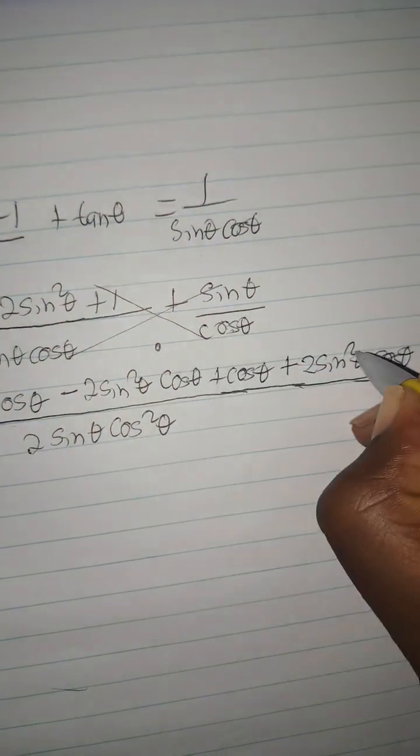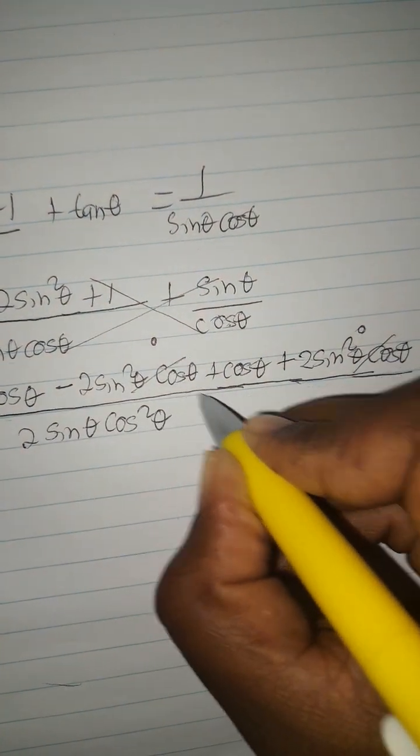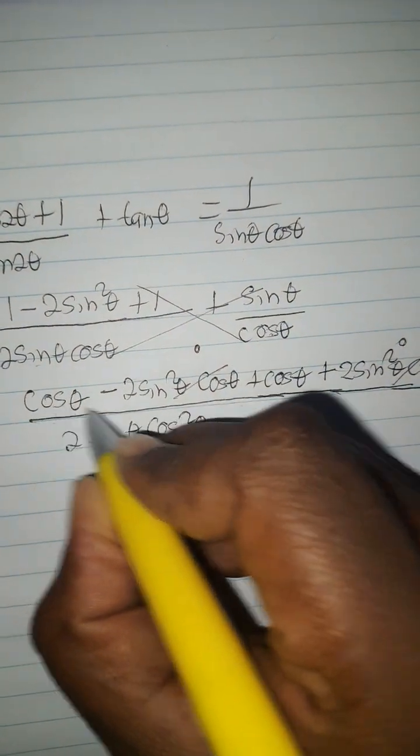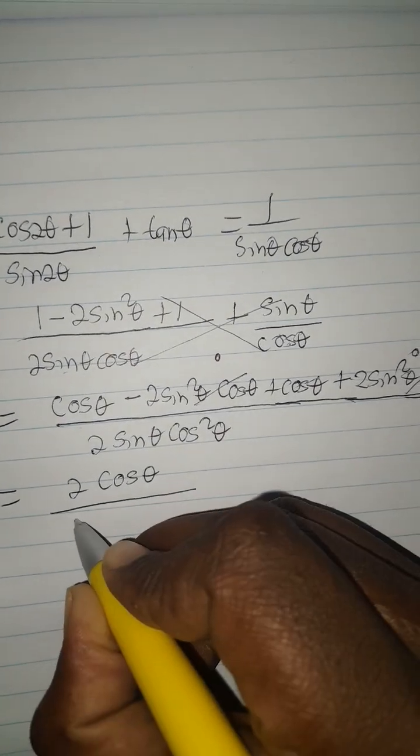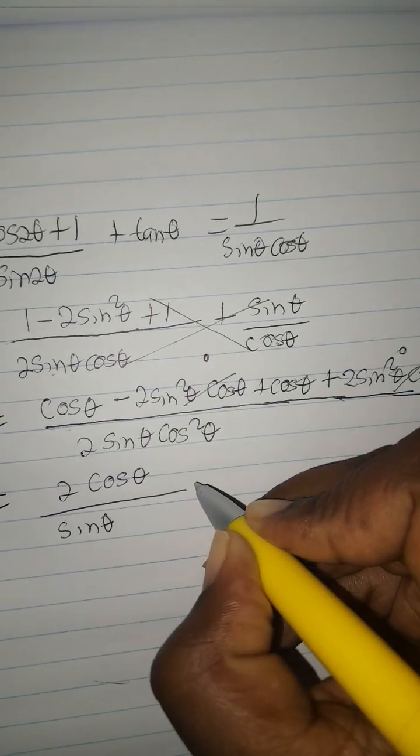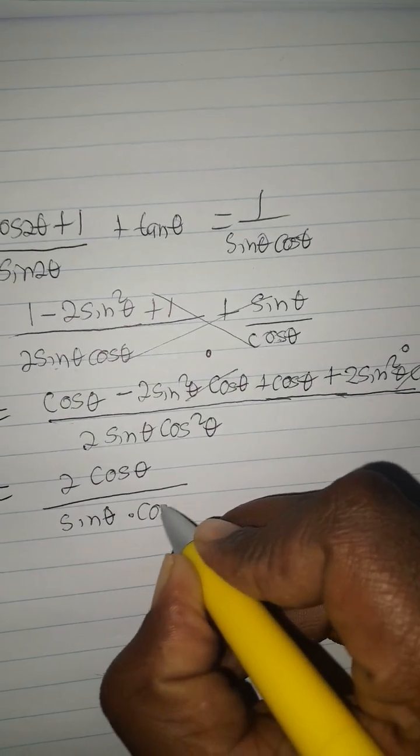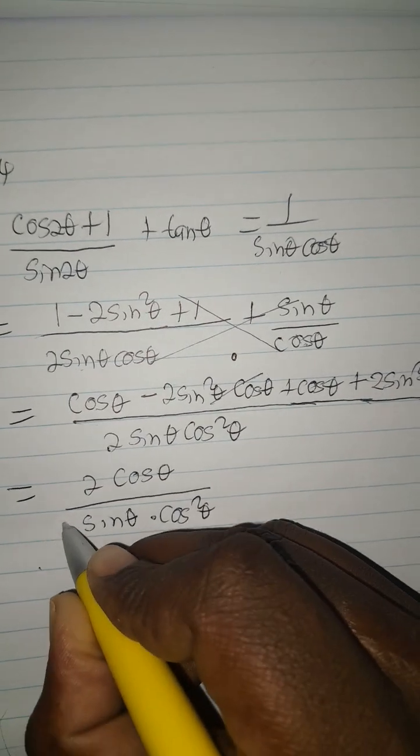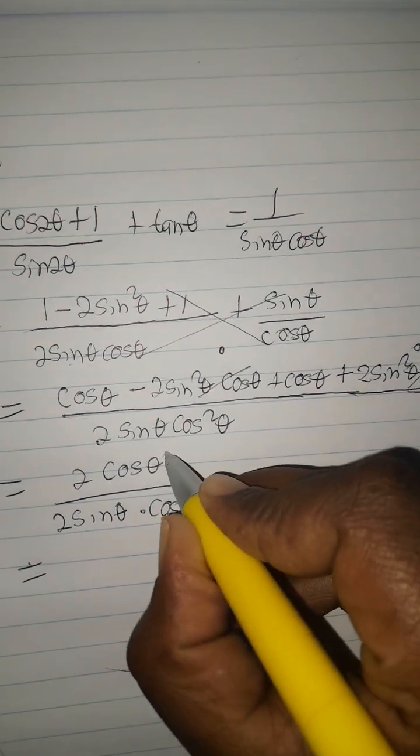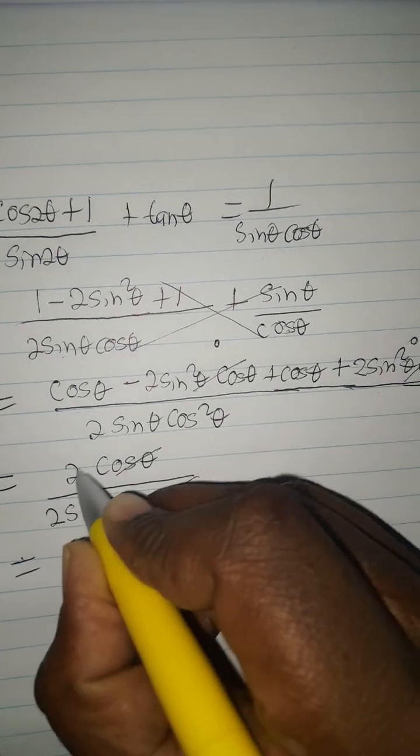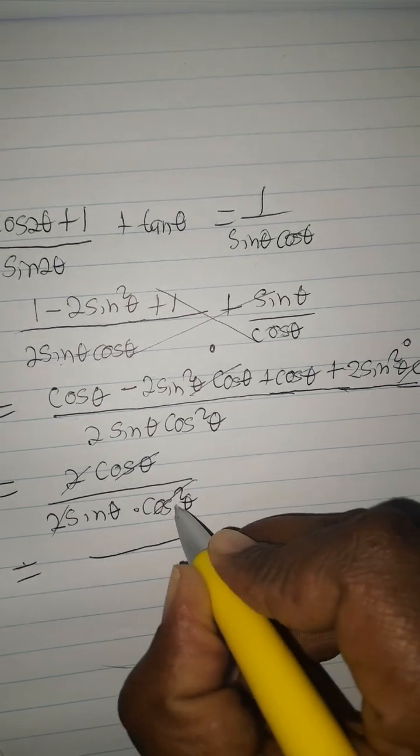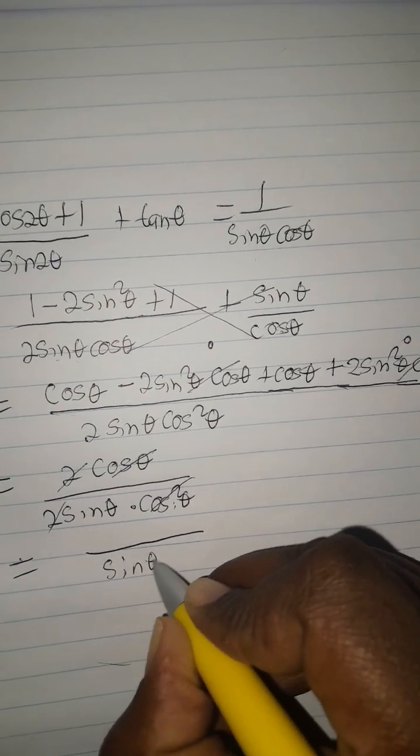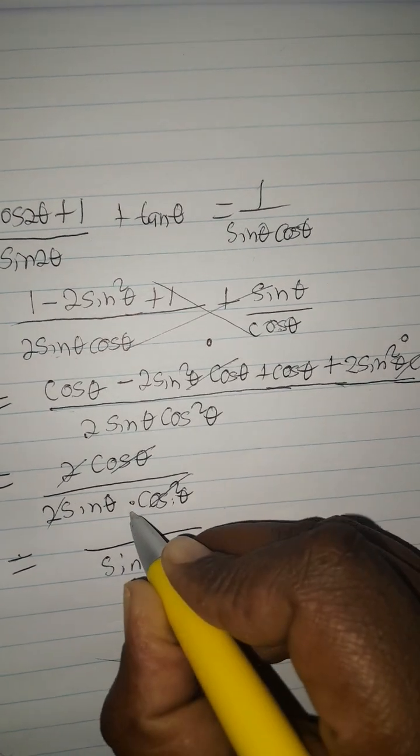We could see that this and this are like terms, so they will cancel each other. Negative 2 sine squared cos theta and this. Then we are left with what? Cos theta plus cos theta. It's 2 cos theta divided by sine theta multiplied by cos squared theta. Remember, this is 2. So what is nice is that cos theta and cos theta here, 2 and 2 will go. We'll be left with 1 cos here at the denominator. So we have sine theta multiplied by cos theta. At the numerator, we're left with 1.